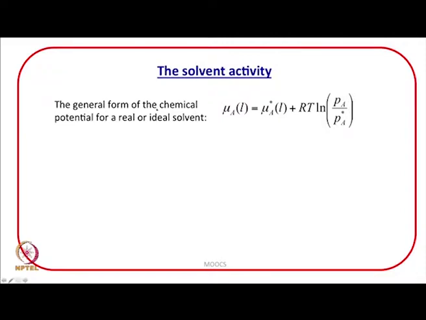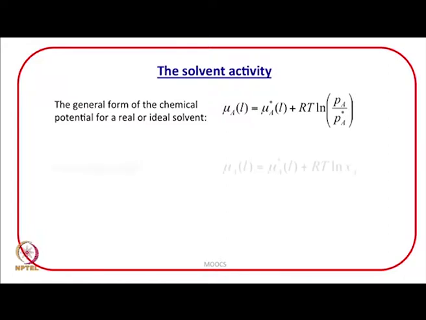We have discussed that the general form of chemical potential for a real or ideal solvent is defined as mu A L is equal to mu A star L plus RT log PA by PA star. This we have derived earlier. The chemical potential of a liquid is equal to the chemical potential of the liquid in its pure form plus RT log its vapor pressure in the mixture divided by its vapor pressure in the pure form.